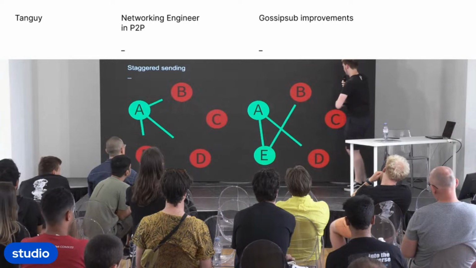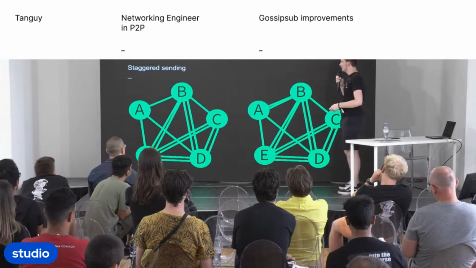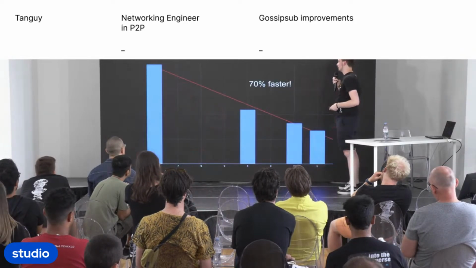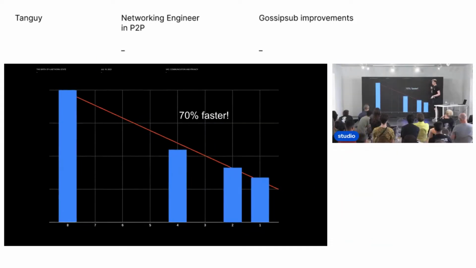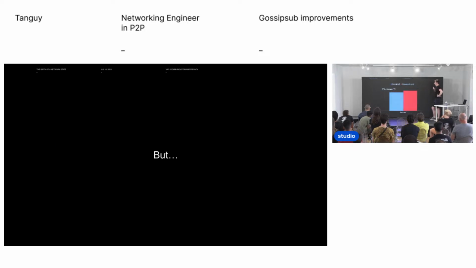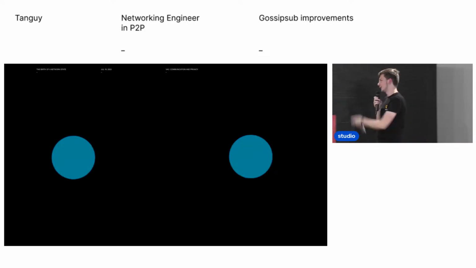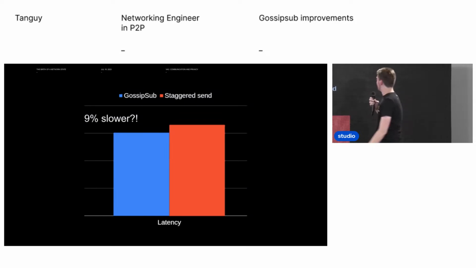Hey, nice. If we do some napkin math, we should see it should get 70% faster according to this random graph, so that's cool. And if we try in real life, it gets 9% slower. So that's not cool. So why is that?